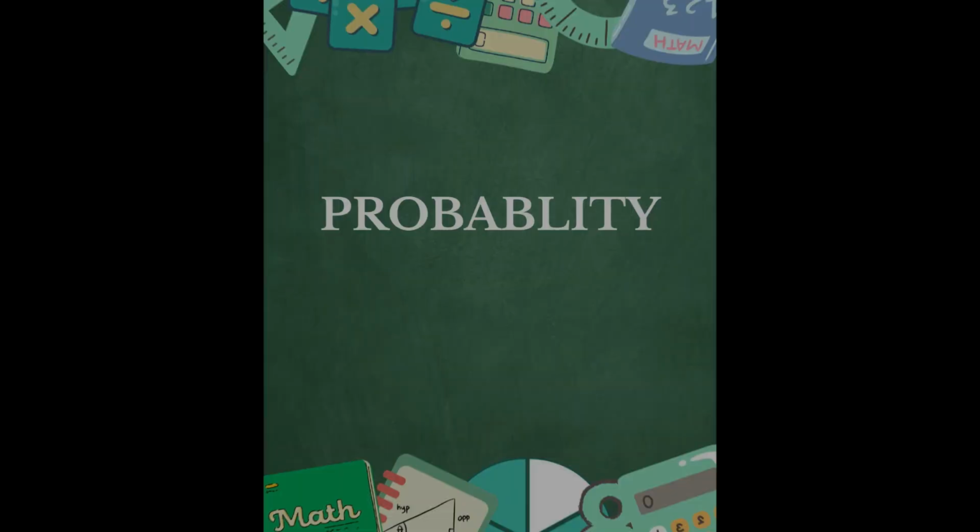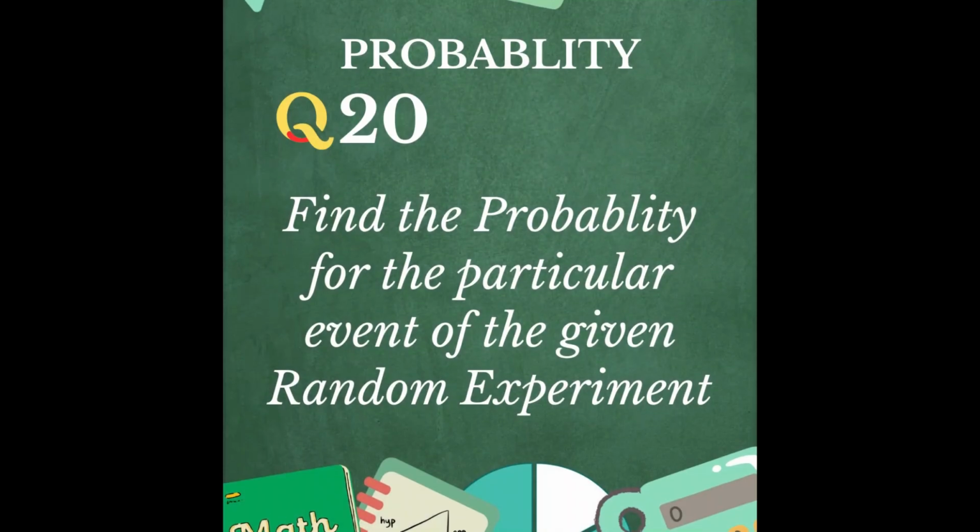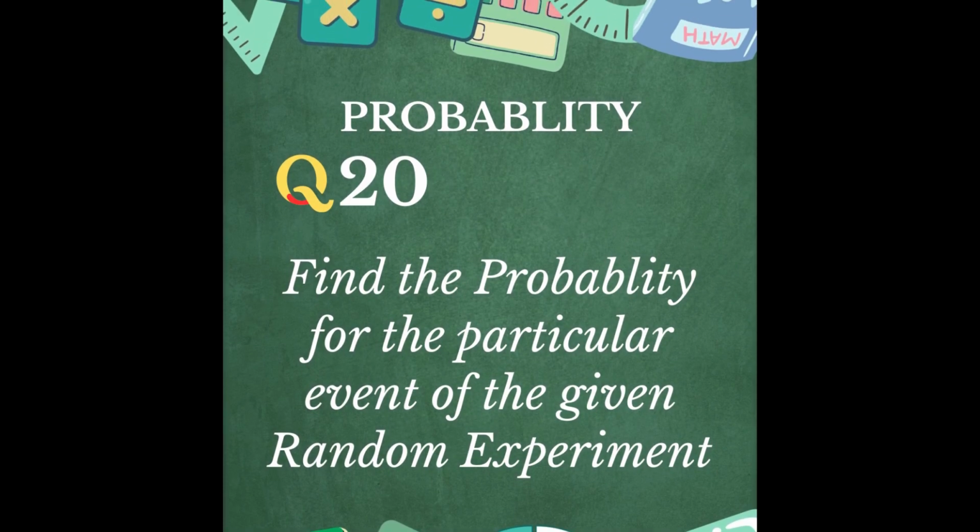Now the last 100% sure question is from probability. They mention one random experiment in the sum and they ask you to find the probability of one particular event. Questions from this chapter are very easy. The only thing is you have to get the correct sample space, correct number of possible results, and then what is the event asked, what are the possible results for that particular event. If you just get these correct numbers, probability sum never goes wrong. So it is very easy to solve the sum of probability.